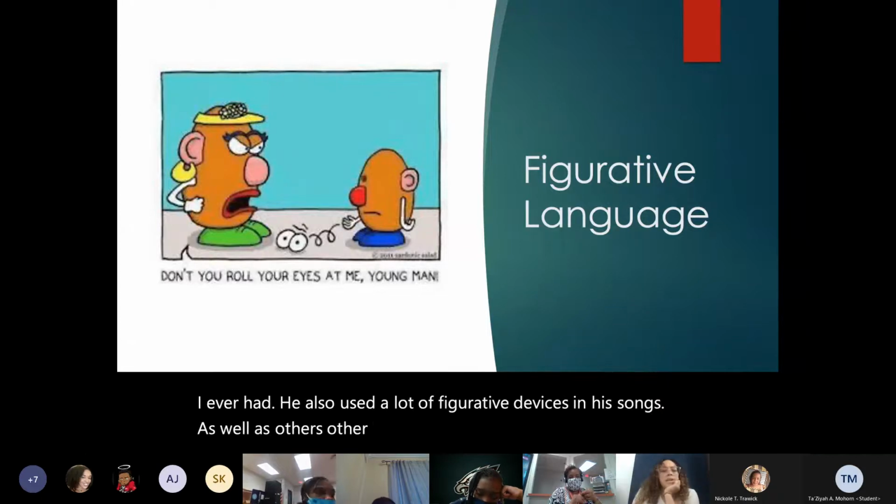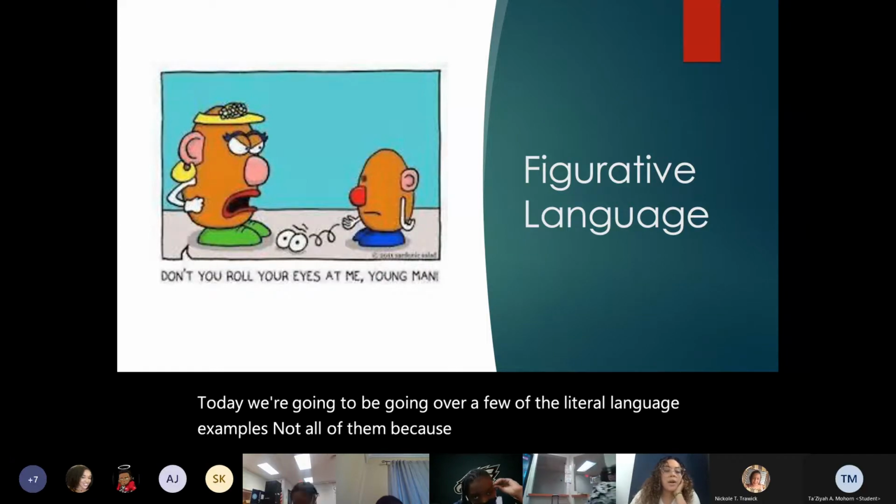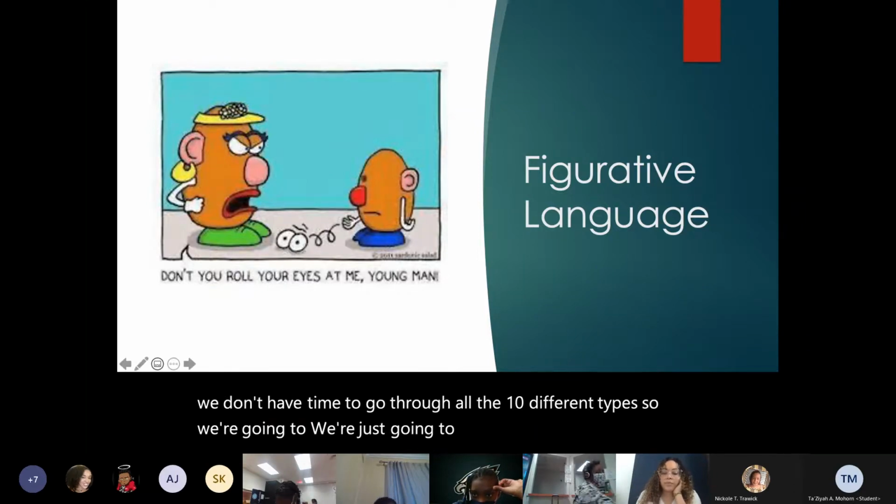So, today, we're going to be going over a few of the figurative language examples, not all of them, because there are 10 different types, but we don't have time to go through all 10 different types, so we're just going to go through a few.